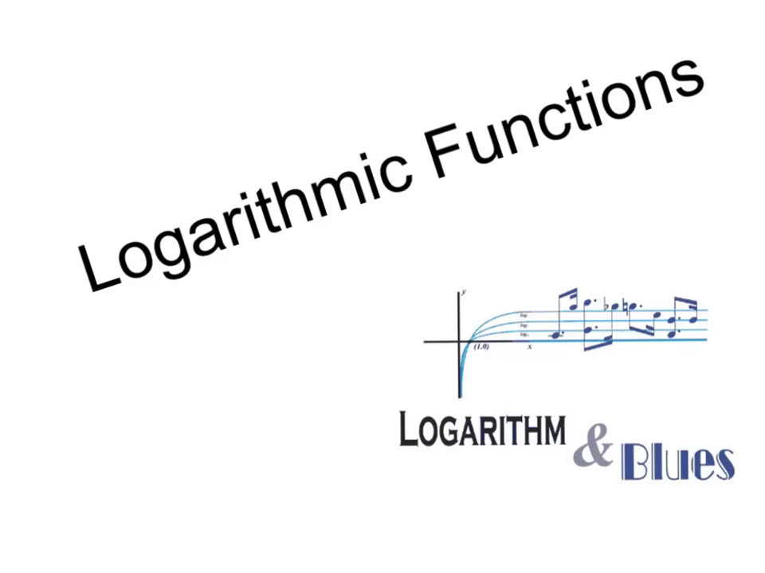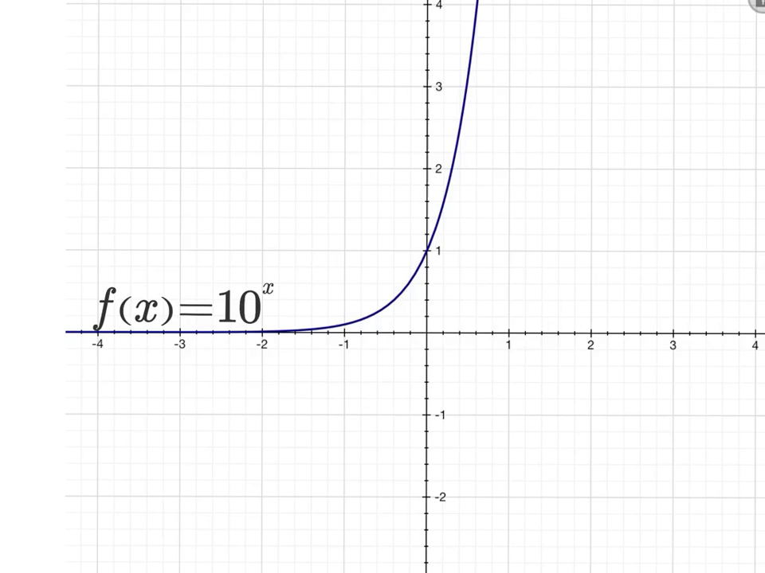Today we're going to take a look at logarithmic functions. So here's the graph of an exponential function. This is 10 to the x. Notice how our graph is asymptotic here, increases very quickly. It has a domain of all real numbers and a range of only positives. We only go from 0 to infinity. And we've got an intercept here at 0, 1.